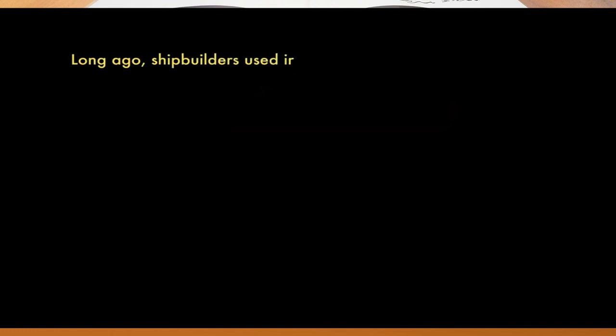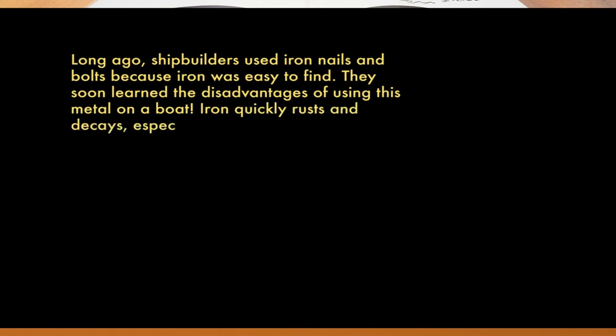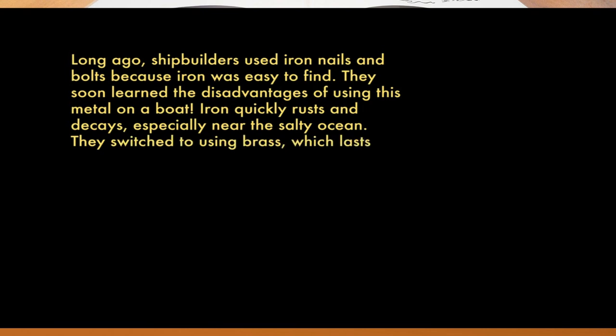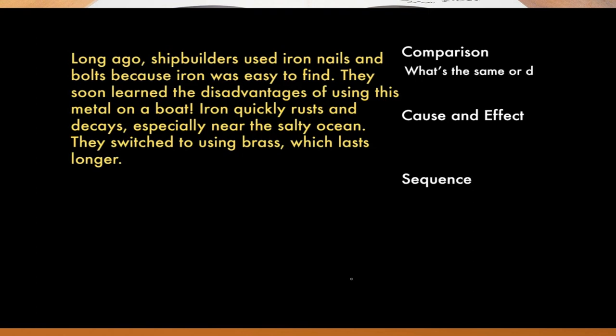Long ago, shipbuilders used iron nails and bolts because iron was easy to find. They soon learned the disadvantages of using this metal on a boat. Iron quickly rusts and decays, especially near the salty ocean. They switched to using brass, which lasts longer. I want to use this paragraph to describe 3 common ways authors show connections: comparison, cause and effect, and sequence.